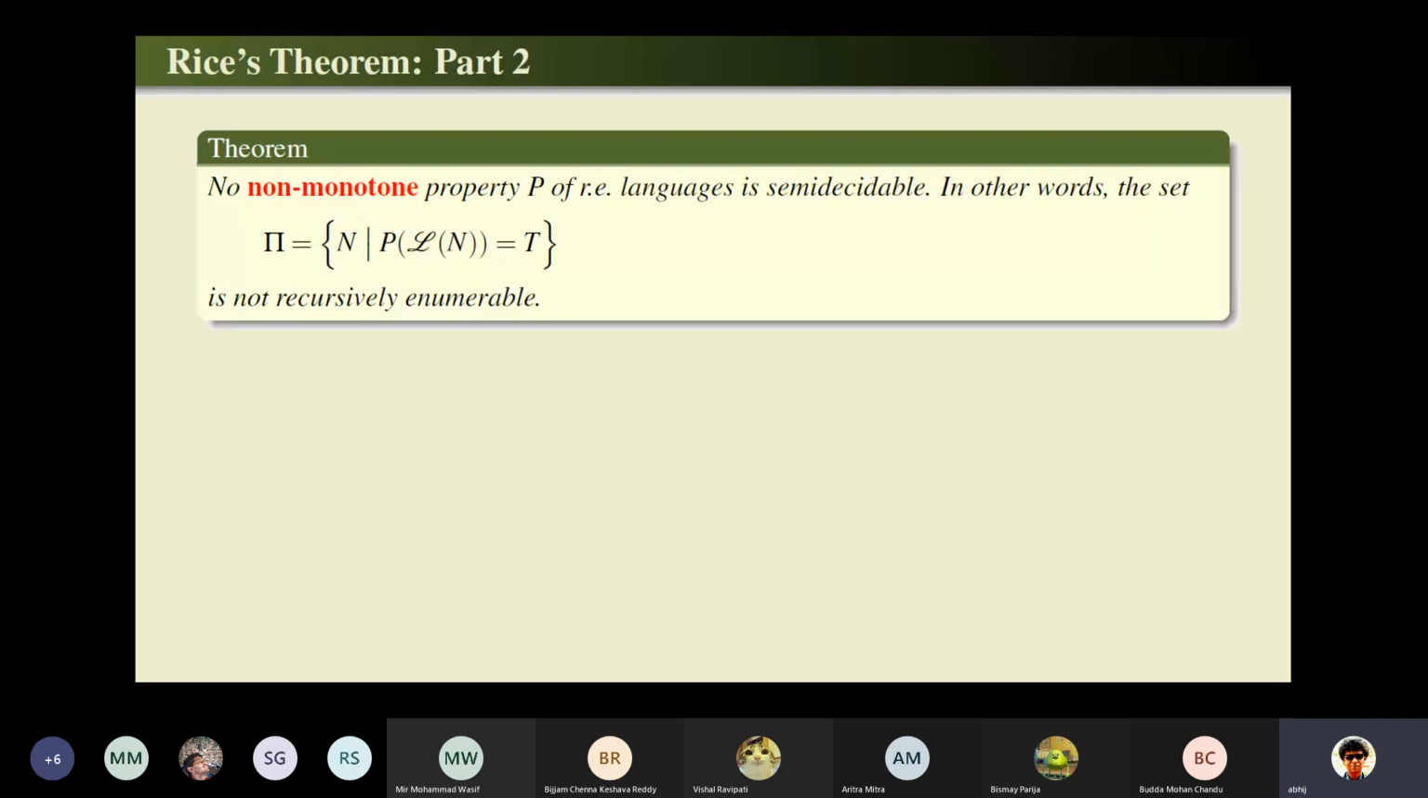And I will give an arbitrary Turing machine N and ask whether its language satisfies this property or not. And since this is not recursively enumerable, no Turing machine can answer this question. Okay. Even if we allow non-total Turing machines. Okay. So a proof similar to the previous one should be presented. First of all, what does non-monotonicity imply? So there is some non-trivial.